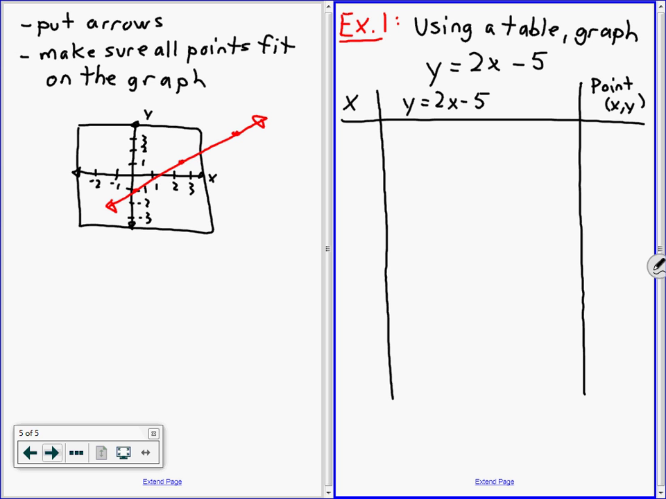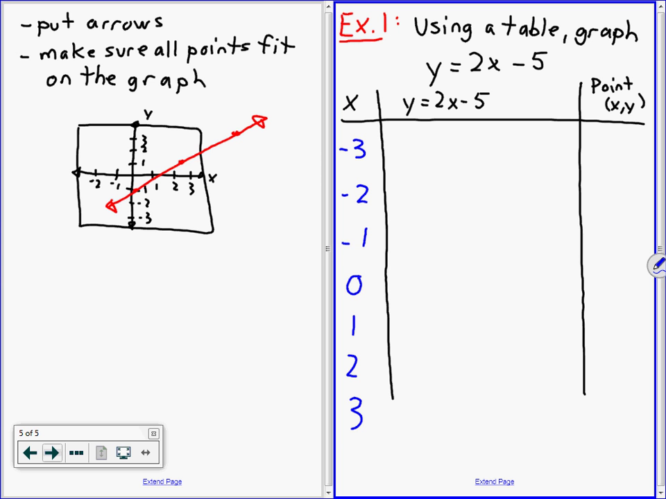Okay, anyone remember how to do this from last year? No, that's perfect. This is called learning. This is wonderful. Okay, so what we're going to do is, it says to make a table, it didn't say how big, so we're just going to do -3, -2, -1, 0, 1, 2, 3. Those are going to be the different X values on the graph.